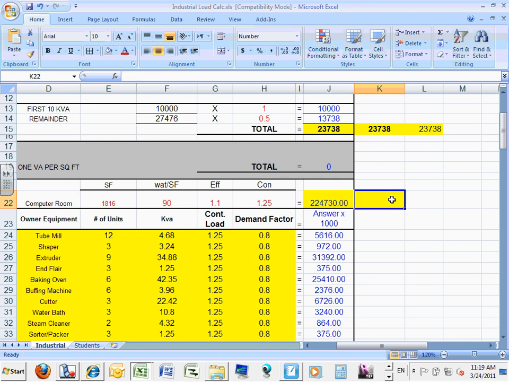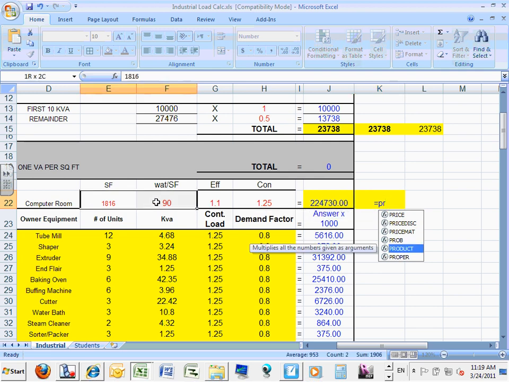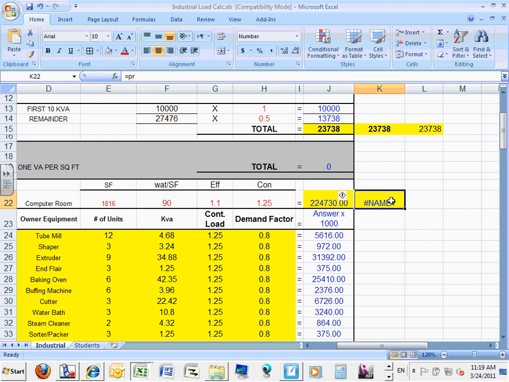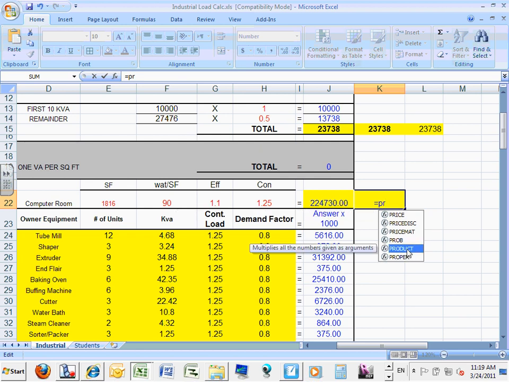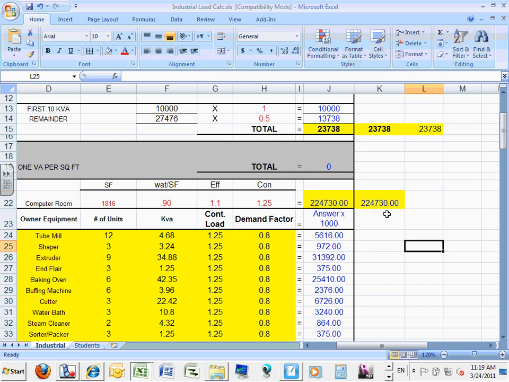I'm gonna do one thing, guys. If you wanna do it like I did, put here, say product, where's my product here? Product, pick product, and pick the cell. One more time. A product, there you go. Double click. Now you can grab the cell. You grab these four cells and you hit enter and you got the same number on that cell.